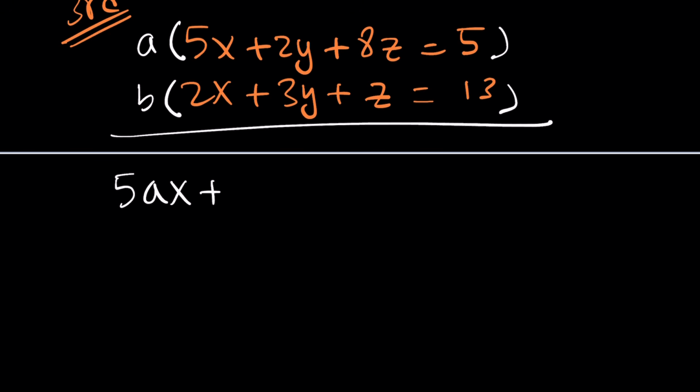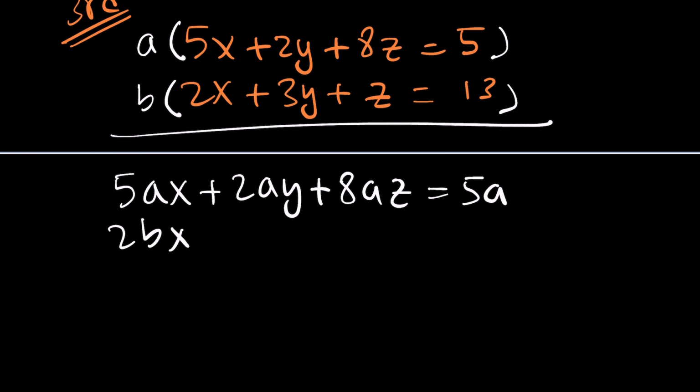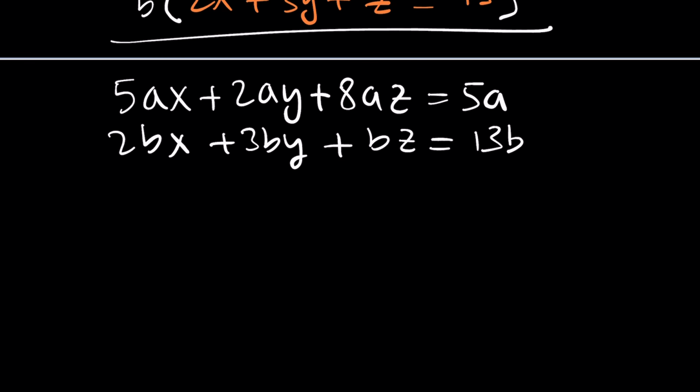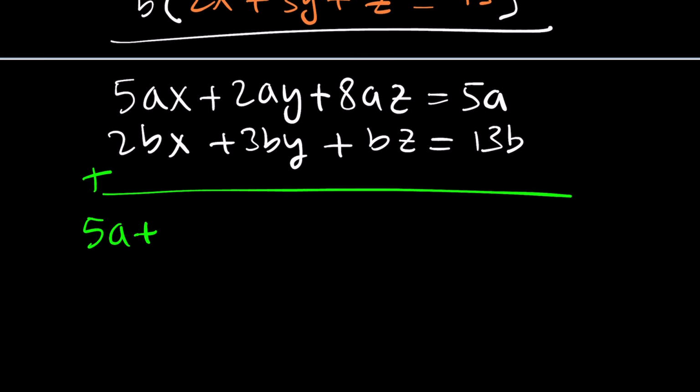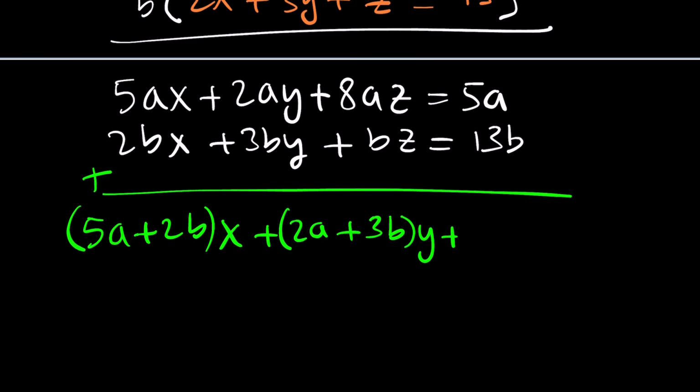This gives me 5ax plus 2ay plus 8az equals 5a, and then this gives me 2bx plus 3by plus bz. By the way, let me just tell you that this wasn't easy to come up with because you have to make sure that the numbers work. And you'll see now how that works. Now, when you add these two things, you're going to get 5a plus 2b as the coefficient of x, and then 2a plus 3b as the coefficient of y, and then 8a plus b as the coefficient of z. And of course, the result will be 5a plus 13b.